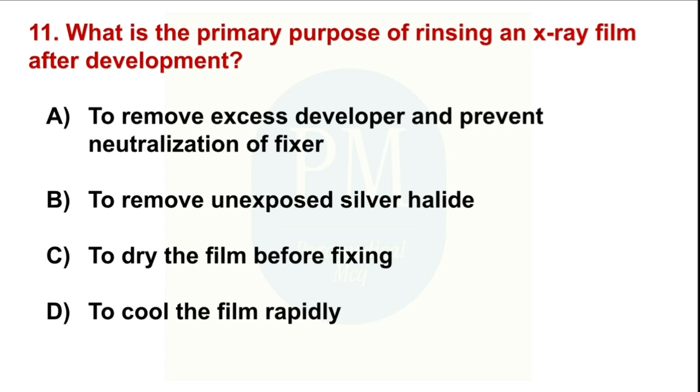What is the primary purpose of rinsing an X-ray film after development? Option A. To remove excess developer and prevent neutralization of fixer. Option B. To remove unexposed silver halide. Option C. To dry the film before fixing. Option D. To cool the film rapidly. The correct option is option A. To remove excess developer and prevent neutralization of fixer.